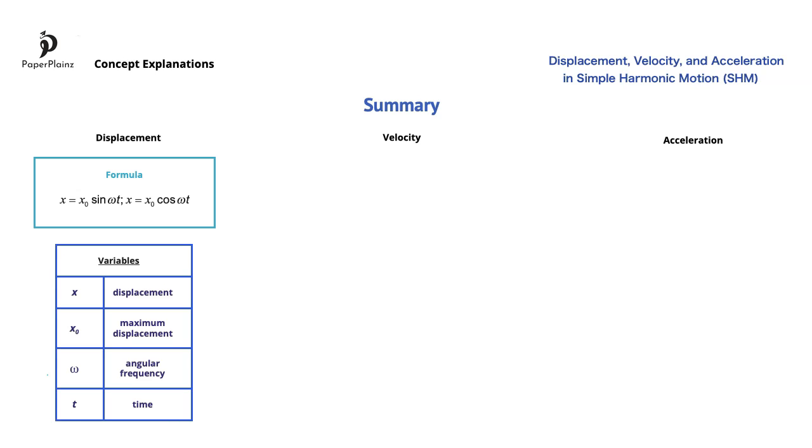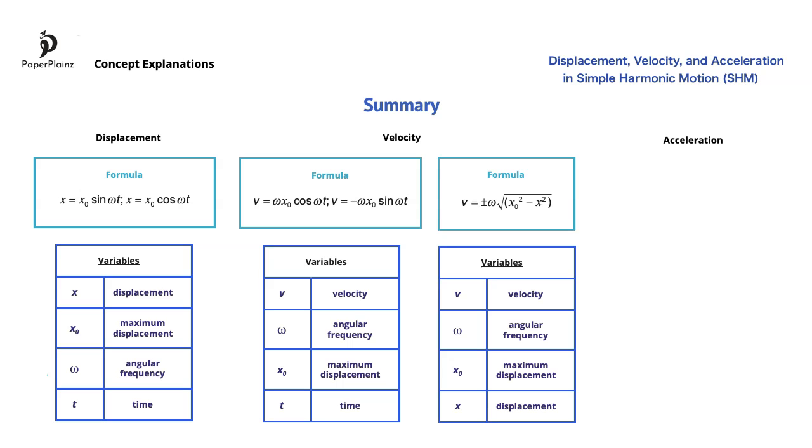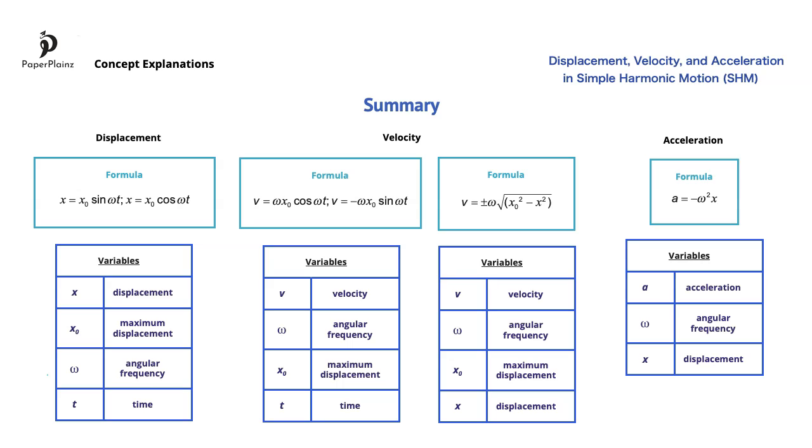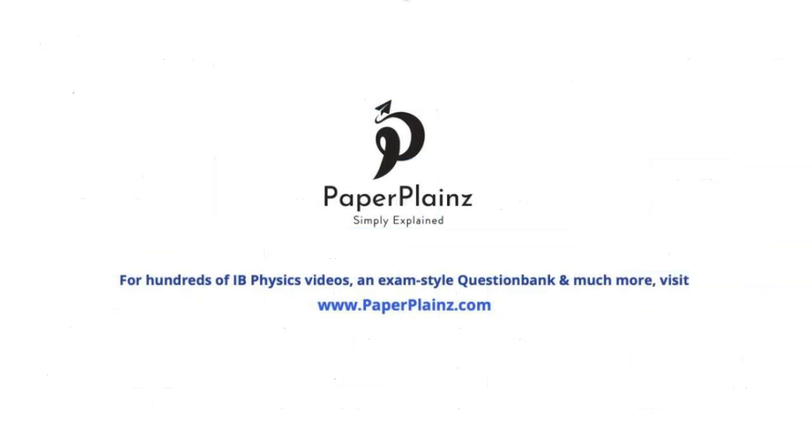We learned two equations for displacement, along with the variables, three equations for velocity, two of which are for velocity time, and one of which is for velocity displacement, and we finished up with one acceleration equation. To conclude, we added that a equals negative omega squared times x is called the defining equation of simple harmonic motion. This completes our discussion of displacement, velocity, and acceleration in simple harmonic motion. In the next video, we'll learn about the simple pendulum.